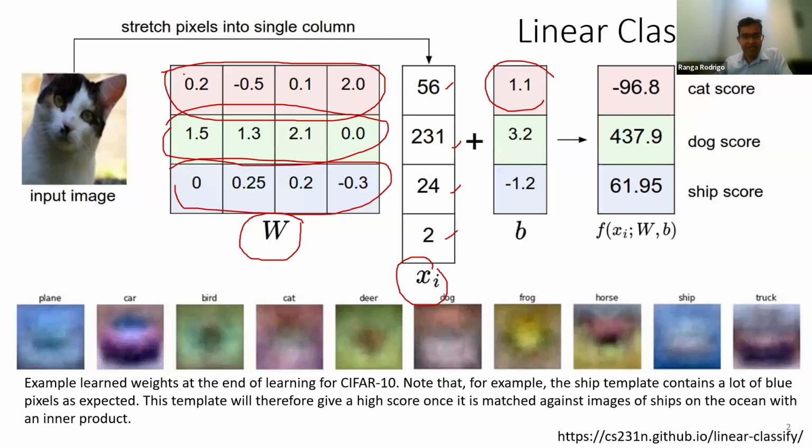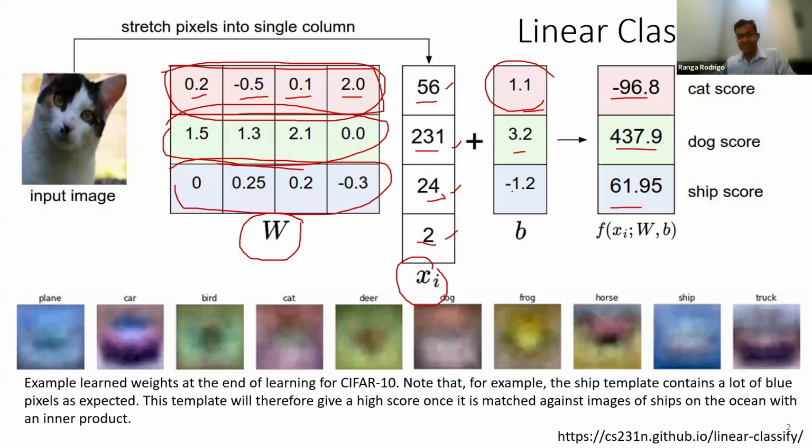So what we do is we take this vector and multiply 0.2 with 56, minus 0.5 with 231, 0.1 with 24, 2 with 2, and then add this bias and get the cat score. Similarly, you get the dog score and the sheep score using the corresponding rows and biases. So now the score is incorrect.